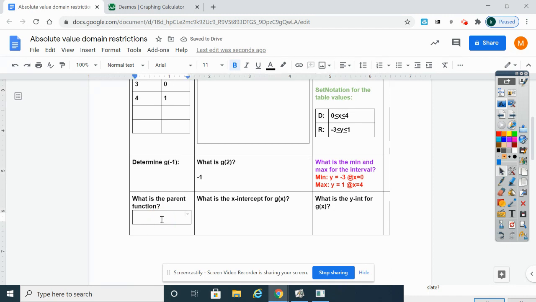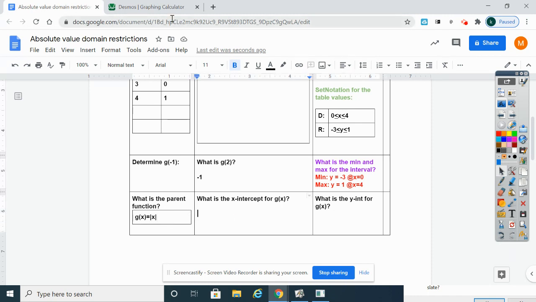What's the parent function? The parent function is always g of x or f of x is equal to the absolute value of x. Those aren't straight lines. Those are leaning lines. Let's try that one. There we go. So no numbers, just the absolute value in the x.